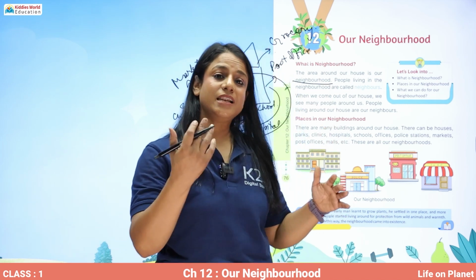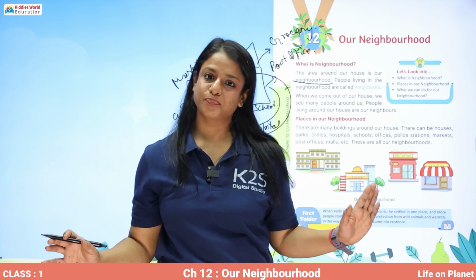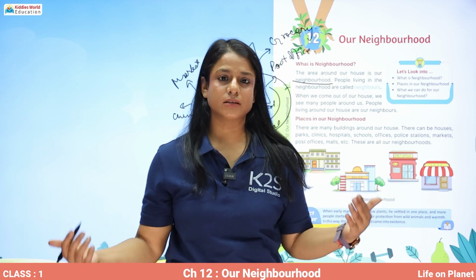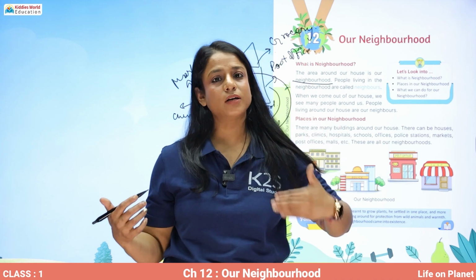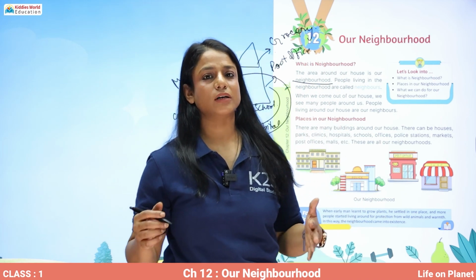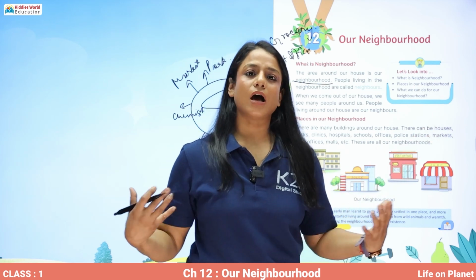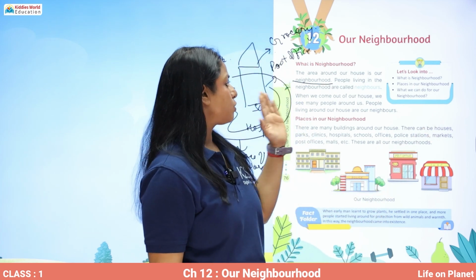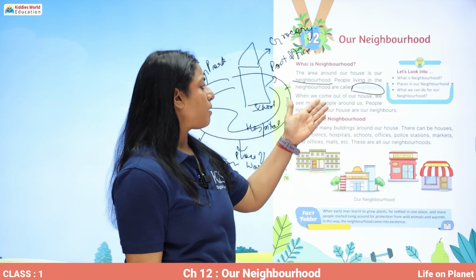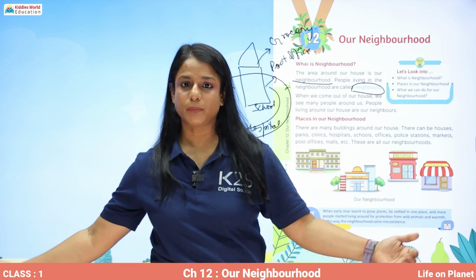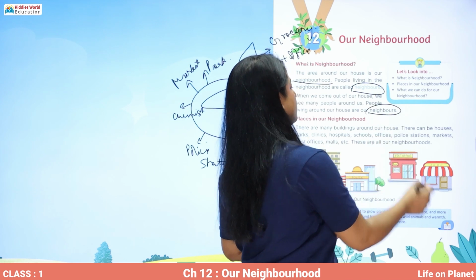And the people living in your neighborhood are your neighbors. All right, they are called your neighbors. So people living on the floors above you, the floor below your floor, or the houses around your house, they all are your neighbors. So people living in the neighborhood are called our neighbors. When we come out of our house, we see many people around us. People living around our house are our neighbors.